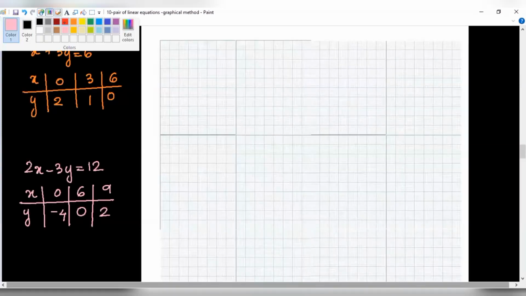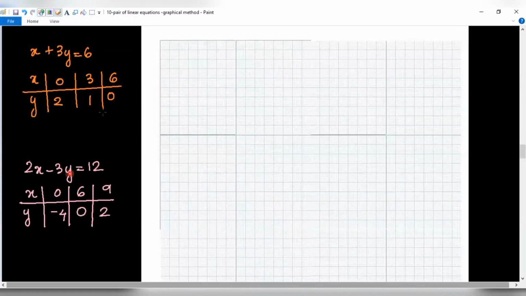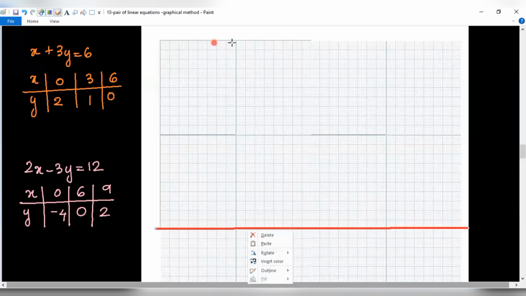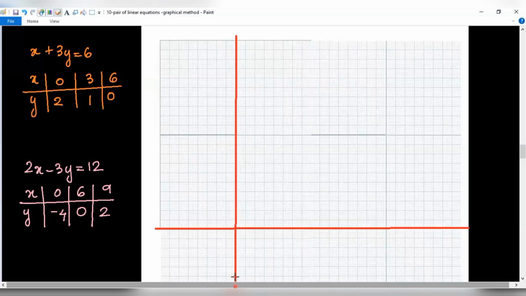We have to plot these two lines, right? So first we have to observe all the x values are positive here. Only negative 4 is there for y, right? So x-axis we need only positive values. Okay. So let us take this as our x-axis. And y we need negative values as well, no? So let us take this as our y-axis.